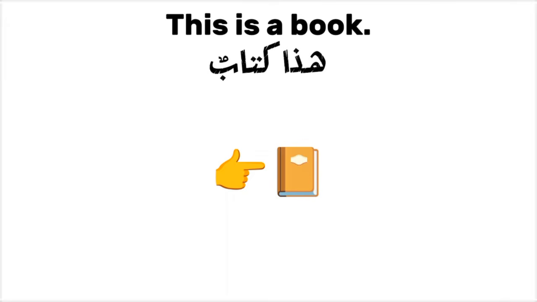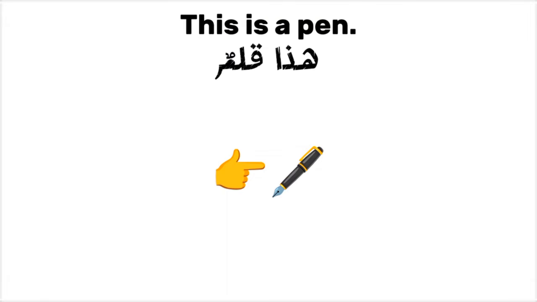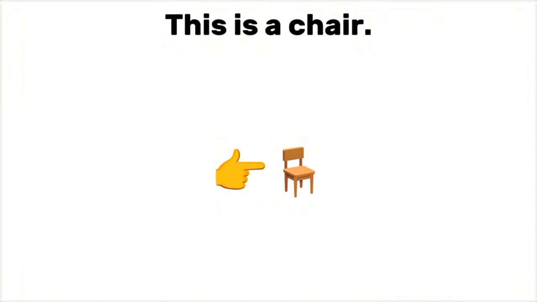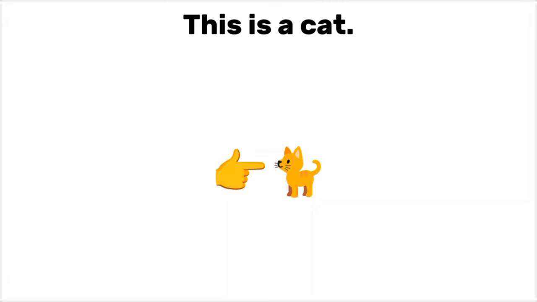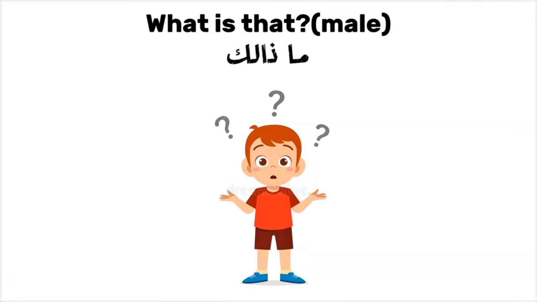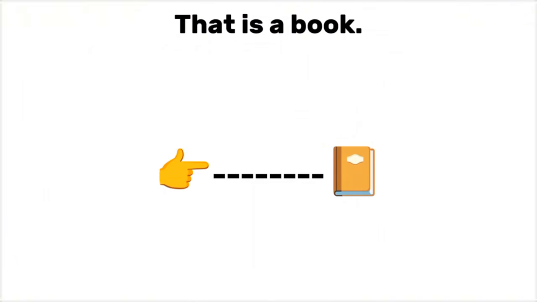Haza Kitabun. This is a pen. Haza Qalimun. This is a chair. Haza Kursiyun. This is a dog. Haza Kalbun. This is a cat. Haza Kittun. What is that, male? Ma Zalika. That is a book.